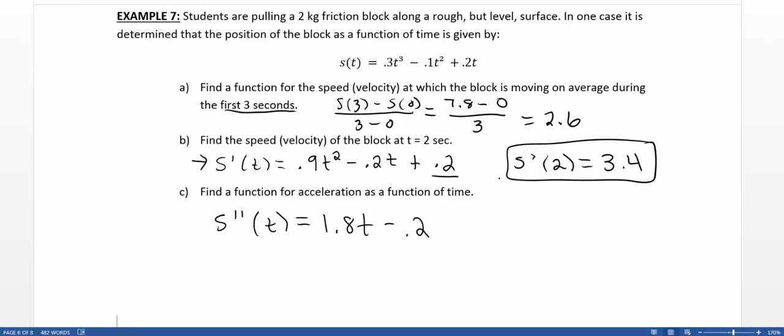Having this is very powerful because we could compute the derivative or the velocity at any time, as well as the acceleration at any time, because now we have a way to find those formulas.